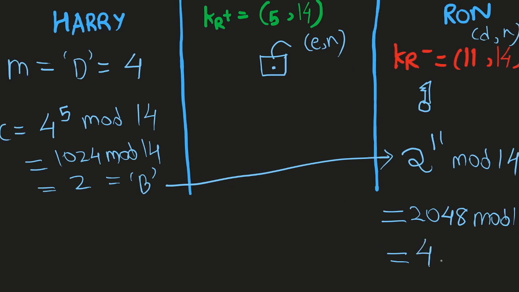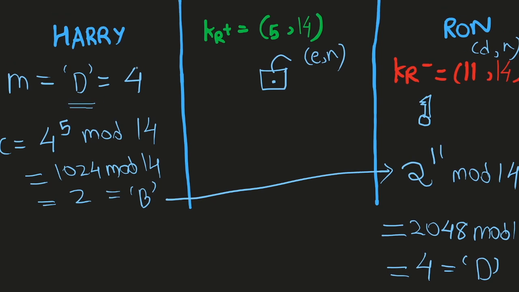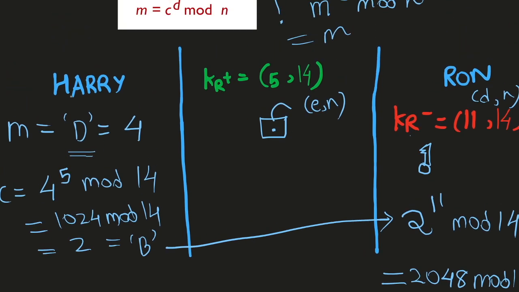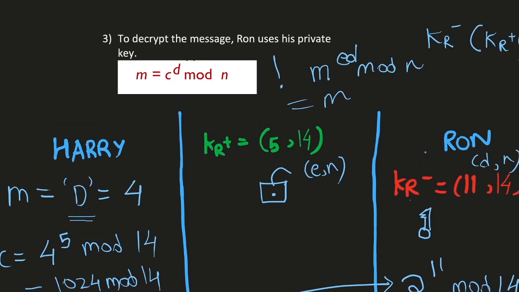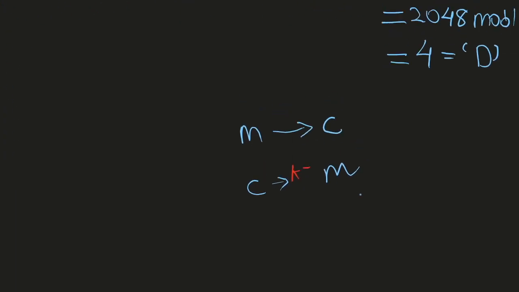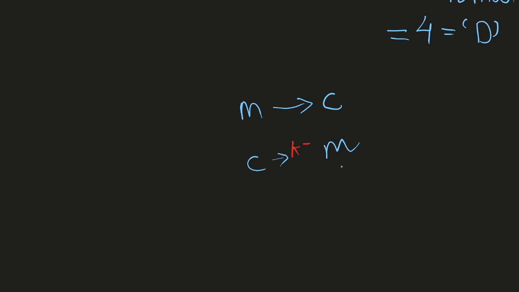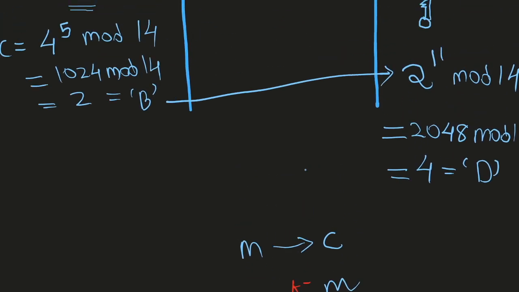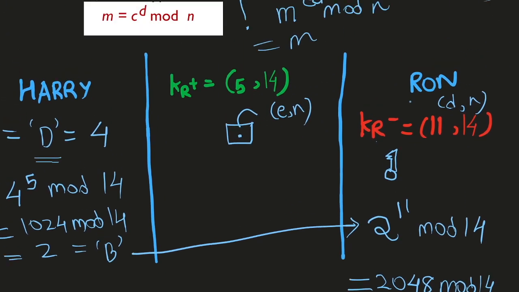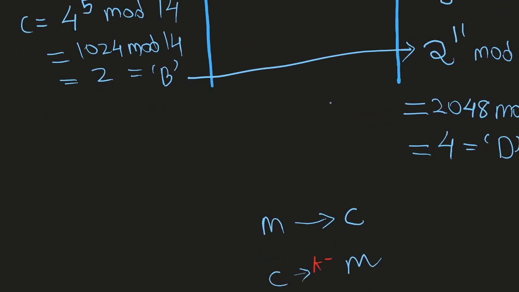4 is what Harry sent in the original message, which is D, and that is the magic of RSA. With the help of KR plus and KR minus, Harry was able to send a message that was encrypted, and only Ron could decrypt it. So this is essentially our trapdoor. It was easy to go from M to C, but to go back from C to M is very hard unless we have Ron's private key, which is K minus, and that is our trapdoor. If you do not have this, there's no way you'll be able to decrypt it. And that is how RSA works in a nutshell.